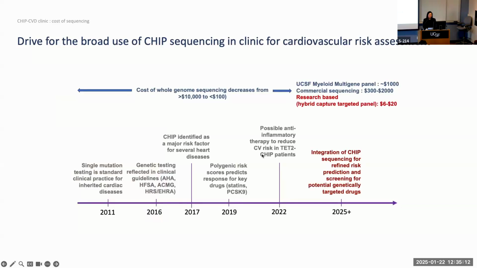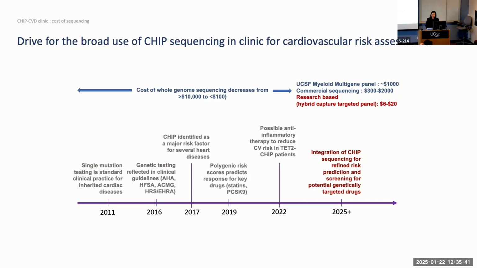So this is our timeline for a number of different things, but I think it highlights quite a few interesting factors. One, if we look at CHIP as a field and CHIP in cardiovascular disease, it's relatively new. The first paper was published in 2017. So we're looking at a phenomenon that's really only been studied over the last 8 or so years. It's a relatively new field, and it's made quite a number of leaps and bounds in terms of how we're looking at it as a risk factor.